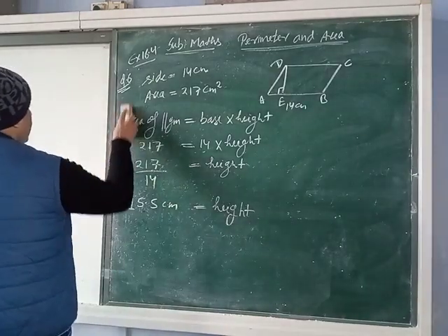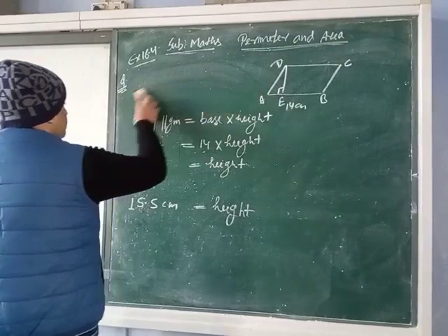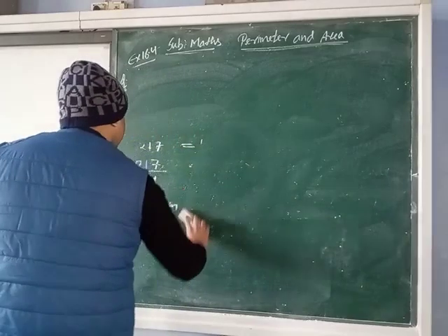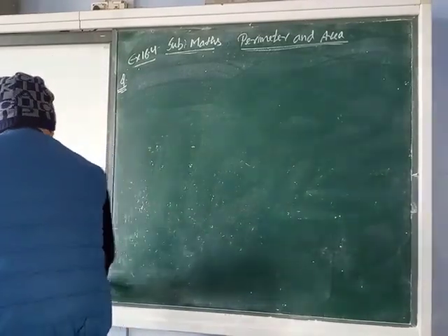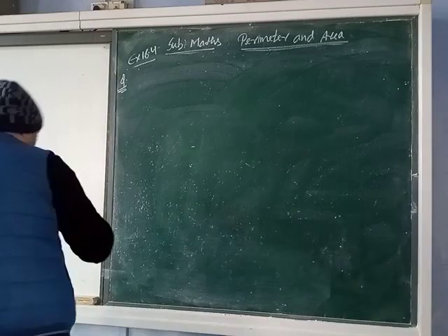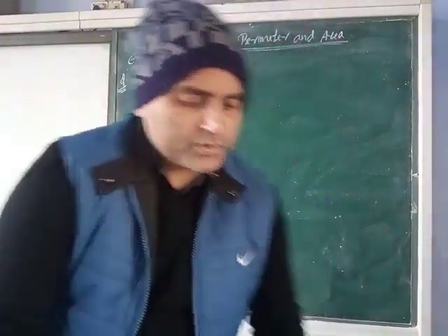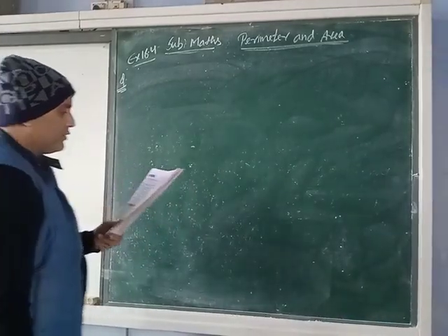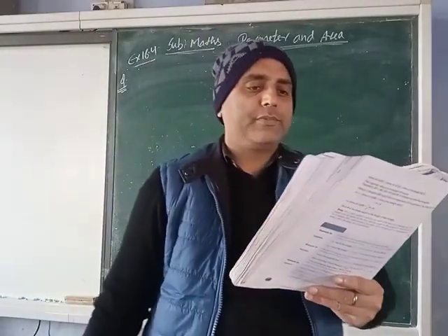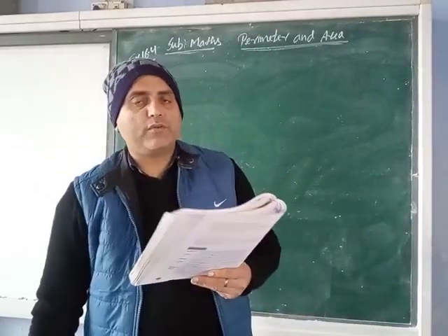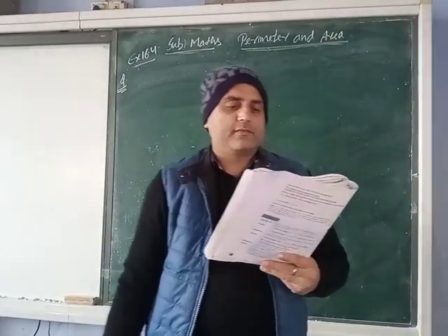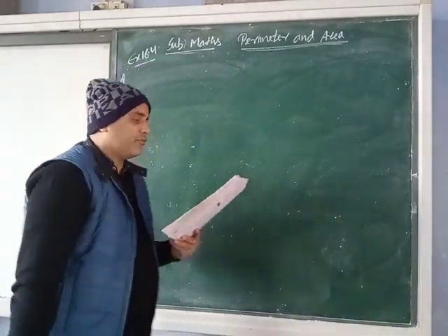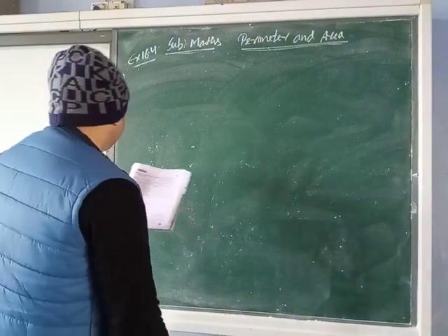Next, question number 7. In question number 7 there are two questions, first and second. First of all, read question number 7, first. We have to find the area of the given triangles. If the perpendicular sides of a right angle triangle are 8 centimeter and 6 centimeter, then we have to find the area of that triangle.